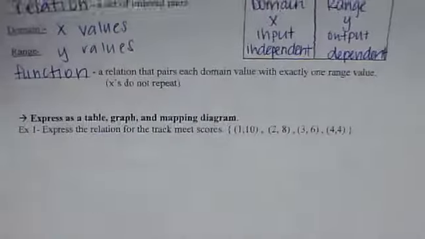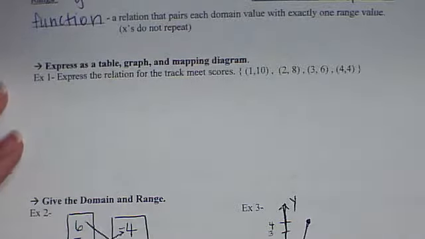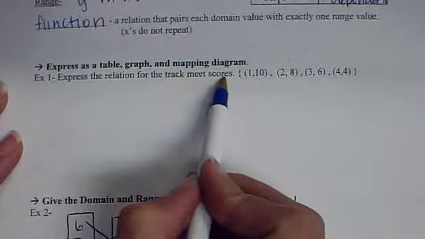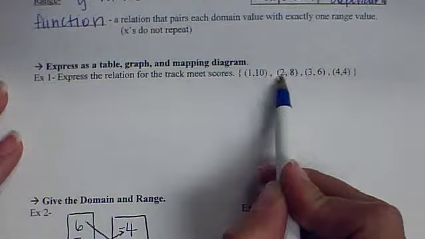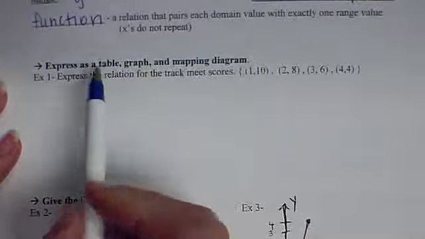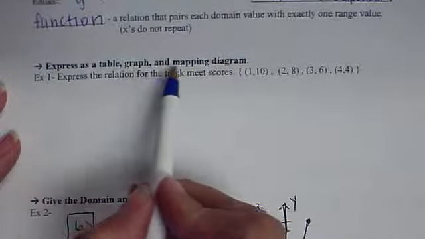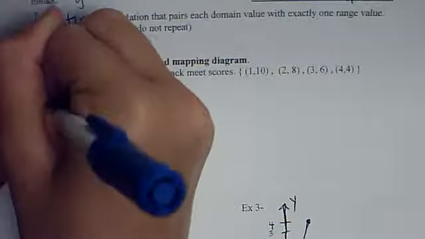We have several different examples of things we need to learn how to do today. Example 1 says, express the relation for the track meet scores. 10, 8, 6, and 4. And it wants me to express as a table, a graph, and a map. I'm going to start by making a table.